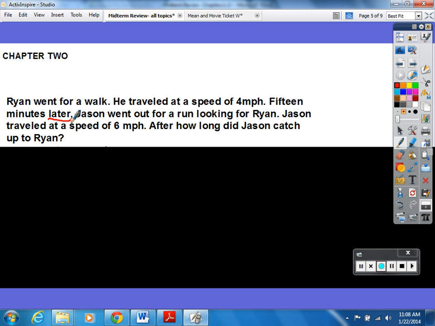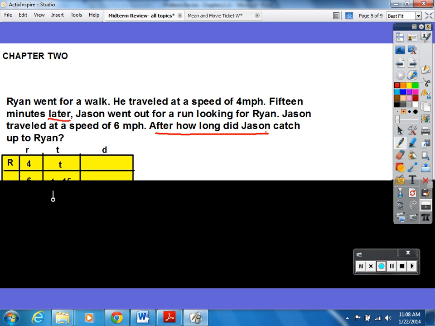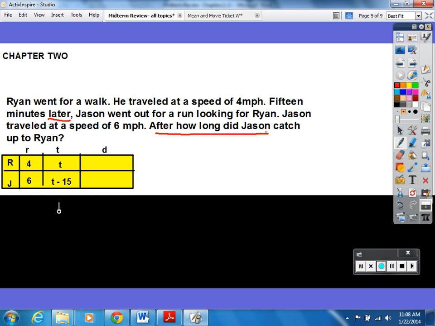So key things that we need to look for are obviously our rate and our time. And what is the question asking? The question is asking about Jason. After how long did Jason catch up to Ryan? So we know that we're going to start by setting up a table. And here is what the table will look like.